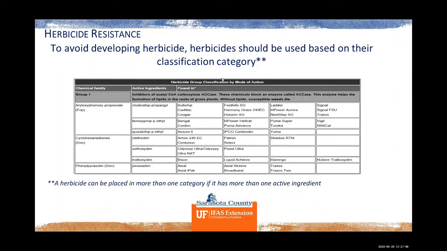So you have your group one herbicides, and your group one herbicides will block various enzymes. This particular enzyme is important in lipid synthesis. And so you want to make sure that if you applied a group one herbicide at this point, you're applying something other than a group one herbicide at the next application.